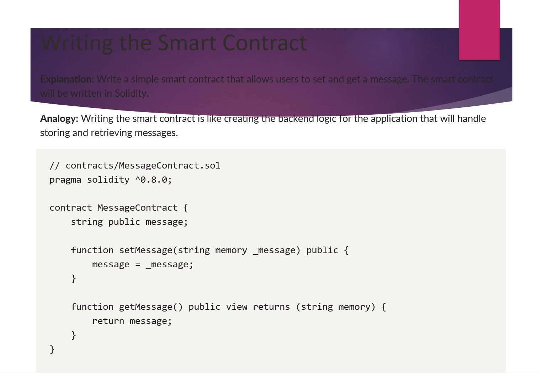The next line, inside the setMessage function, sets the value of the message state variable to the value of the _message argument. And the next line closes the setMessage function. Now, the next line declares a public view function named getMessage that returns a string memory. The view keyword indicates that the function does not modify the state of the contract. Return message, inside the getMessage function, this line returns the current value of the message state variable. The next line closes the getMessage function and the next line closes the MessageContract.